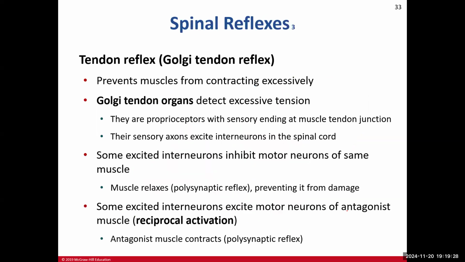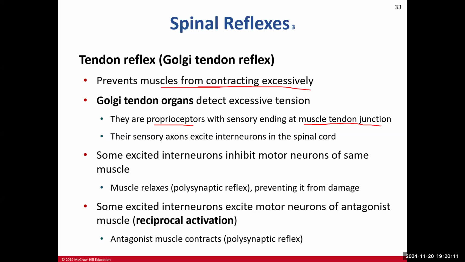Real quick, let's do the tendon reflex, or the Golgi tendon reflex. So the tendon reflex here, again, its purpose is to prevent the opposite from happening. We want to make sure that we don't overcontract the muscle in this case now. So we're going to have to shut something down. So again, in these tissues here, you're going to have these sensory receptors called Golgi tendon organs. And those are proprioceptors. They're going to be found where the muscle and the tendon start to transition into one another. So we call that the muscle-tendon junction there.